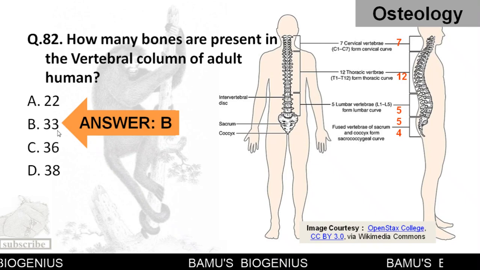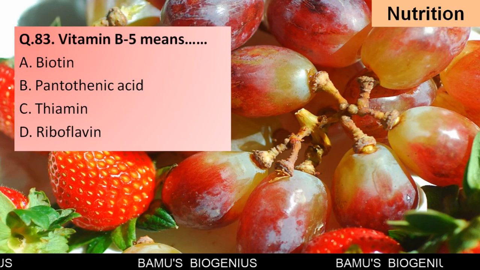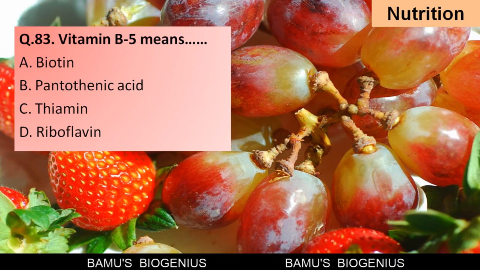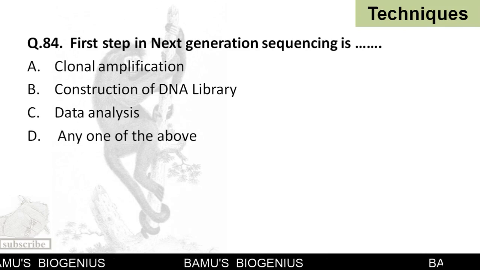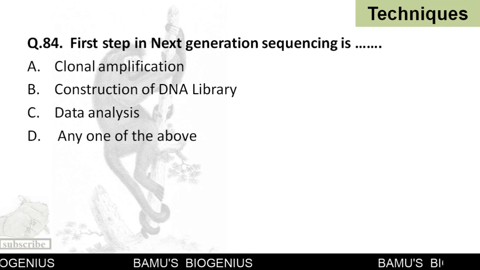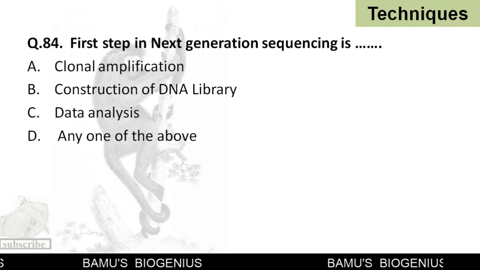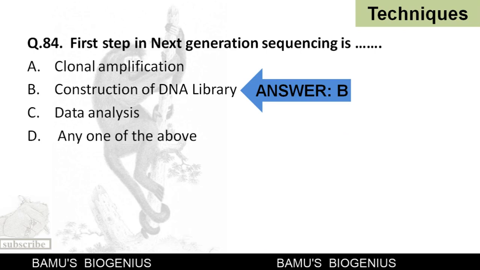Then question number 83. Vitamin B5 means biotin, pantothenic acid, thiamine, or riboflavin. The answer is pantothenic acid, B. Then question number 84 is, first step in next generation sequencing is A, clonal amplification, B, construction of a DNA library, C, data analysis, or D, any one of the above. The answer is construction of DNA library. Answer is B.